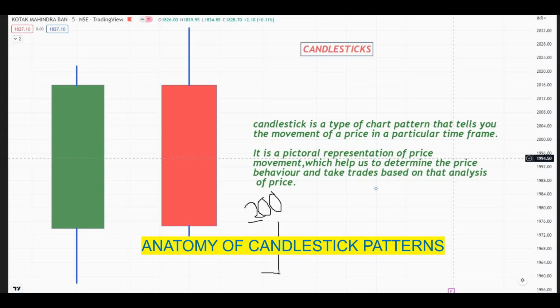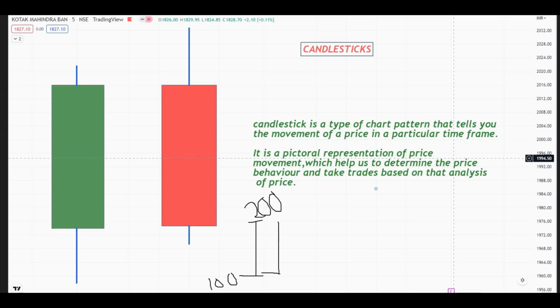So what is this indicating? That the prices made a substantial gain in the markets during the whole day, because it opened at 100 and closed at around 200. So prices have moved up very significantly towards the upside. This representation of price behavior in the markets is represented by a candle. This type of price pattern in the market is known as a candlestick chart pattern.